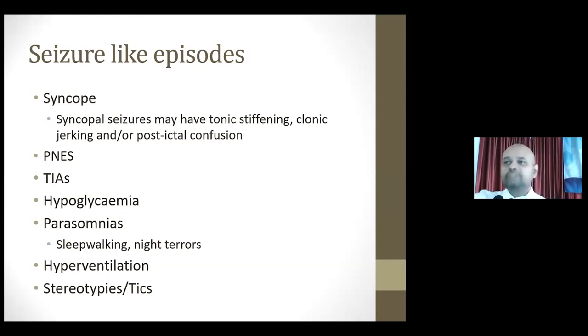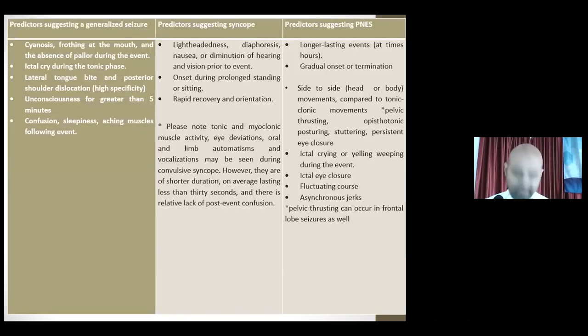So for us to differentiate a seizure, we need to know what the presentation of a syncopal attack would be like, and of a non-epileptic attack, that is, psychogenic non-epileptic seizures. So you need to differentiate between these and a seizure. What are the main predictors? This is a slide, I apologize for that. What are the main predictors of what a generalized seizure looks like? If these are there, you're most likely dealing with a generalized seizure. If these are there, you're most likely dealing with a syncopal attack or vasovagal syncope. If these are there, these are more likely to be non-epileptic seizures.